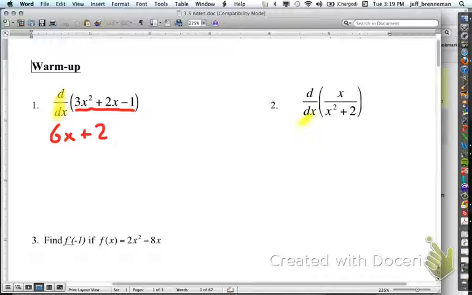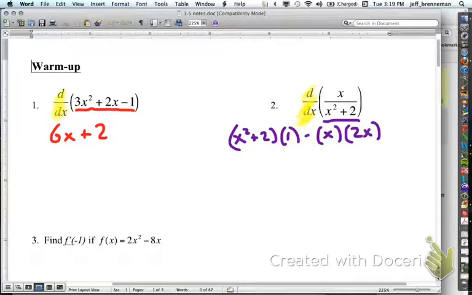Then over here on the right-hand side, again, you see that same derivative notation. It just says take the derivative of what comes next. And we've got a little problem here. We've got a fraction, and so we're going to need to use the quotient rule. And so that looks like low d high minus high d low all over low squared.